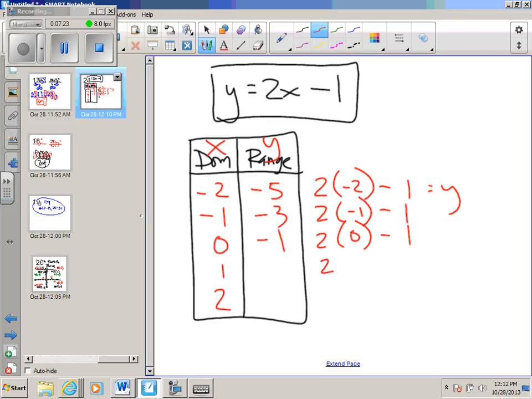Now we get to the positives. 2 times 1 is 2. Minus 1. Positive 1. 4 minus 1 is 3.